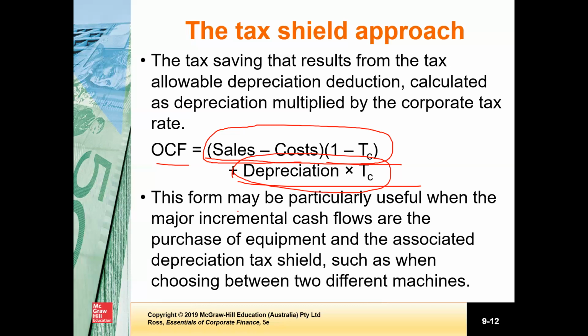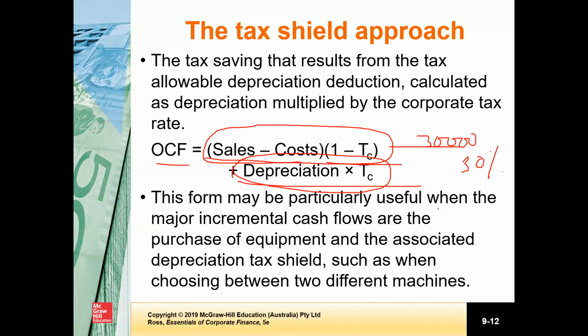At the current 30% full company tax rate for Australian companies that are not eligible for the lower tax rate, every dollar in depreciation expense saves us 30 cents in taxes. So if you have $1 of depreciation, that saves 30 cents in taxes. For example, in this case, we had a depreciation of $30,000 and 30% is the tax rate, so it will save us $9,000 in taxes.